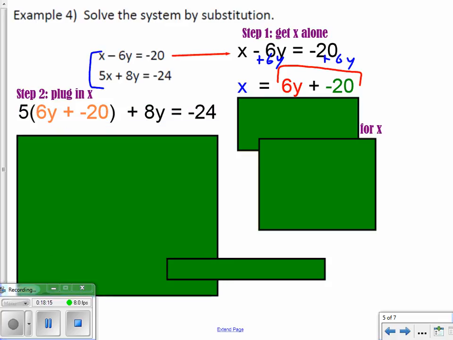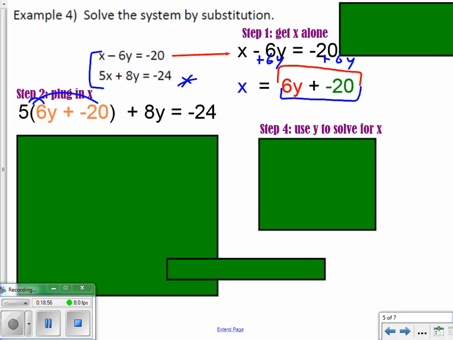So again, I have to plug it into the second one because we used the first one to solve. So instead of saying 5x plus 8y equals negative 24, I'm now saying 5 times the amount, 6y minus 20. That's what we found over here. 5 times 6y plus negative 20, all of that plus 8y equals negative 24. And again, because we have all of that expression being multiplied by 5, we have to distribute 5 times the 6y and 5 times this negative 20.